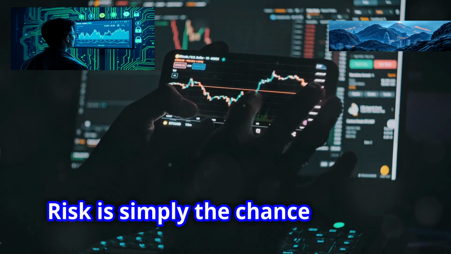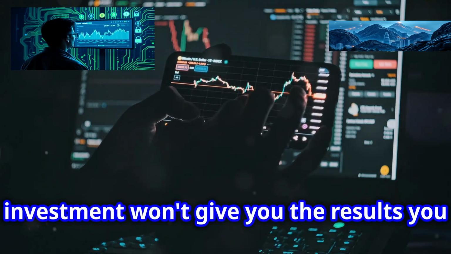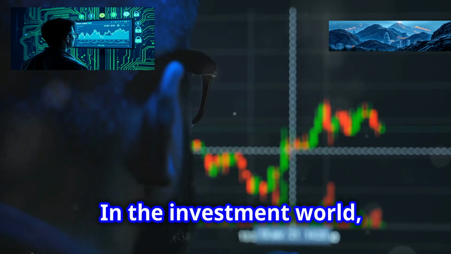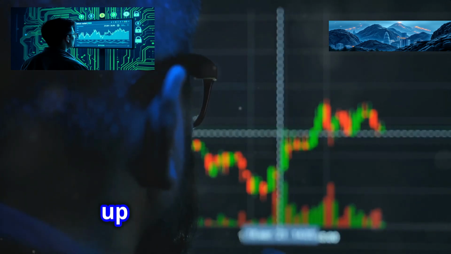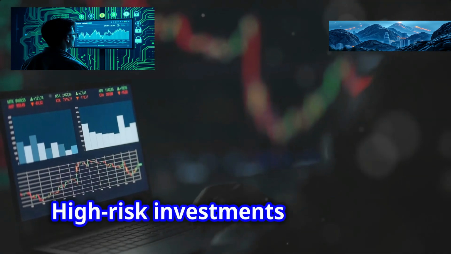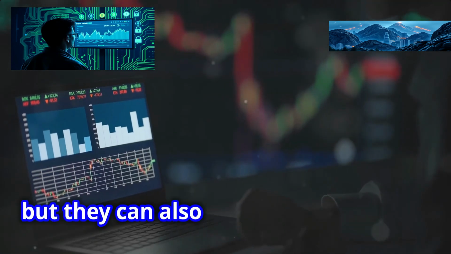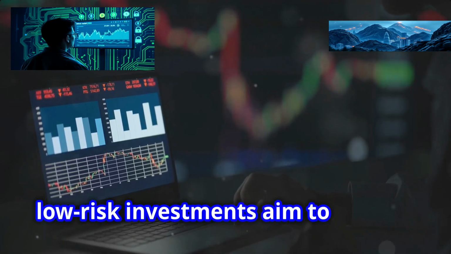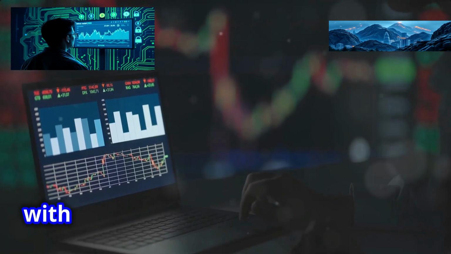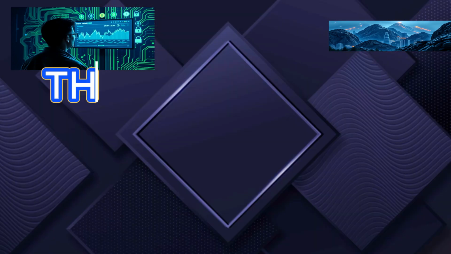Risk is simply the chance that your investment won't give you the results you were hoping for. In the investment world, we usually measure risk by looking at volatility, which is how much an asset's value goes up and down over time. High-risk investments might offer bigger returns, but they can also lead to bigger losses. On the other hand, low-risk investments aim to provide stability over the long term, with moderate but consistent returns.